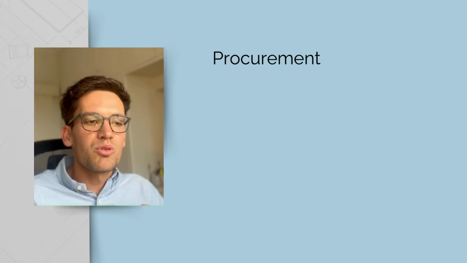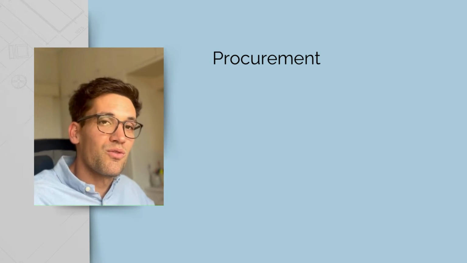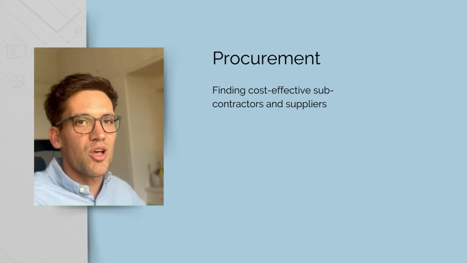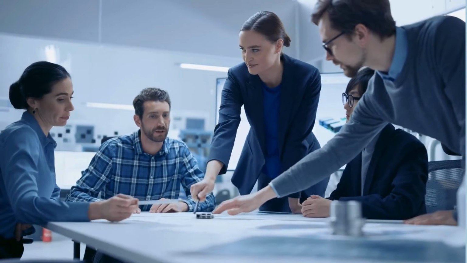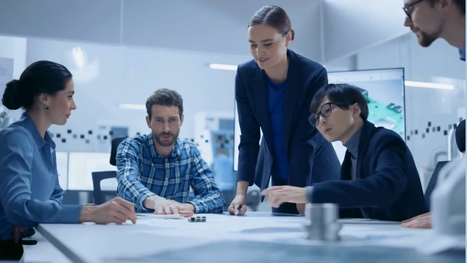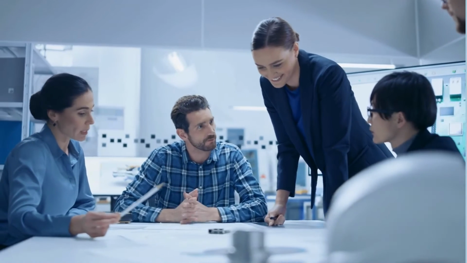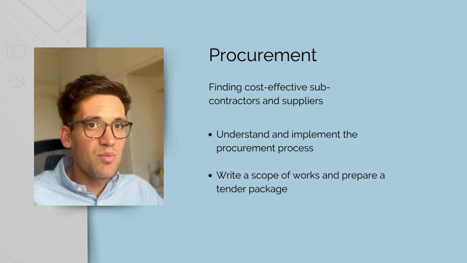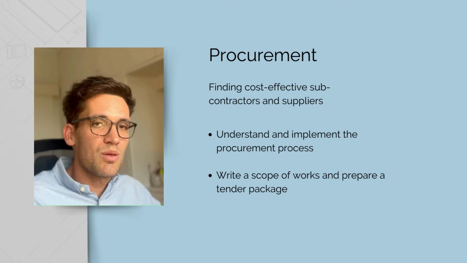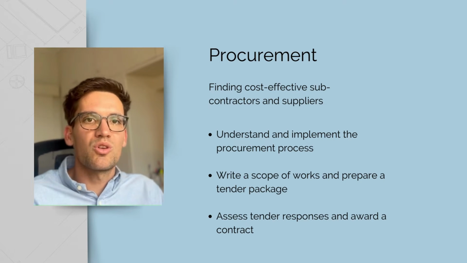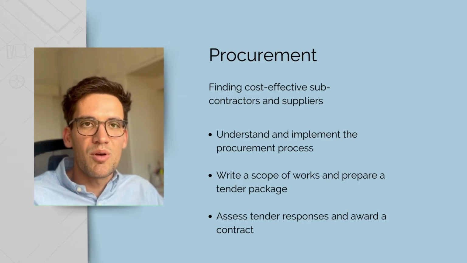Procurement. Procurement is the process of finding good yet cost-effective subcontractors and suppliers to deliver the project. Project engineers need to be able to understand and implement the procurement process to achieve project outcomes. They need to be able to write a scope of works and prepare a tender package, get quotes from the market, and then with these quotes, choose the best subcontractor or supplier to work on our behalf.